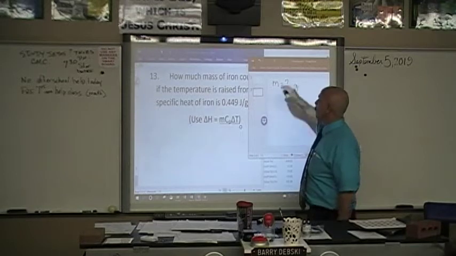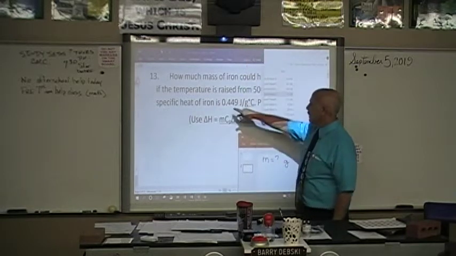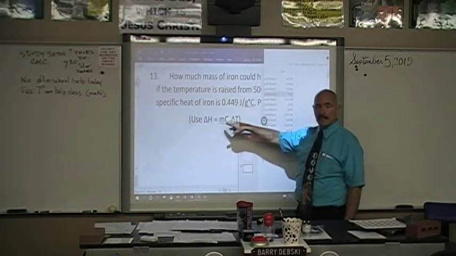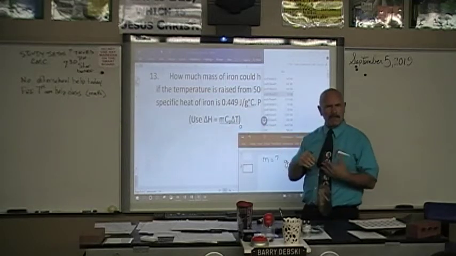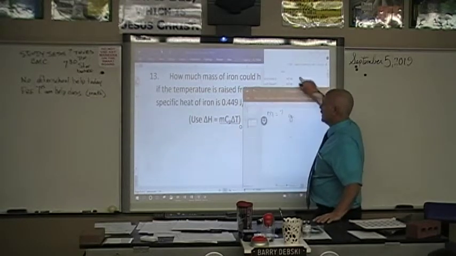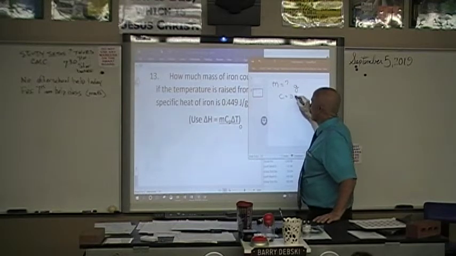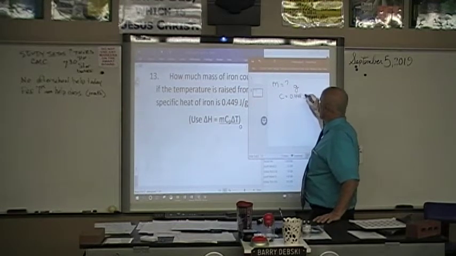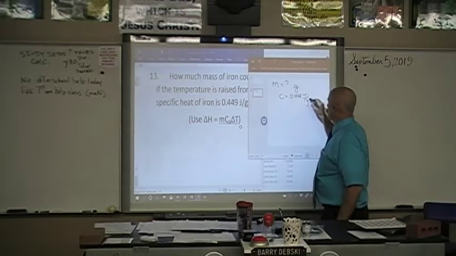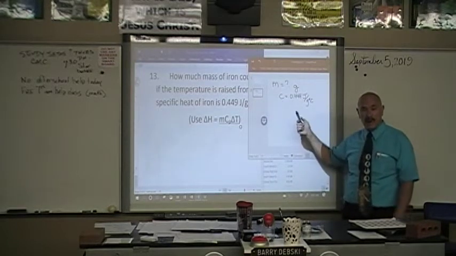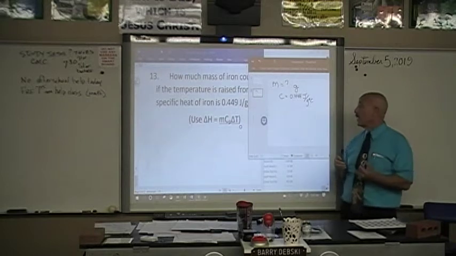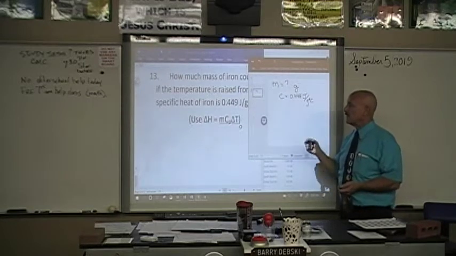What else do we know? I've got a specific heat. That's the C sub P value. Some books don't use that sub P, but it's a capital C. It's called specific heat. It's going to be 0.449 joules per gram per degree Celsius. Both of those, by the way, are in the denominator, the joules, the grams and the degree C.